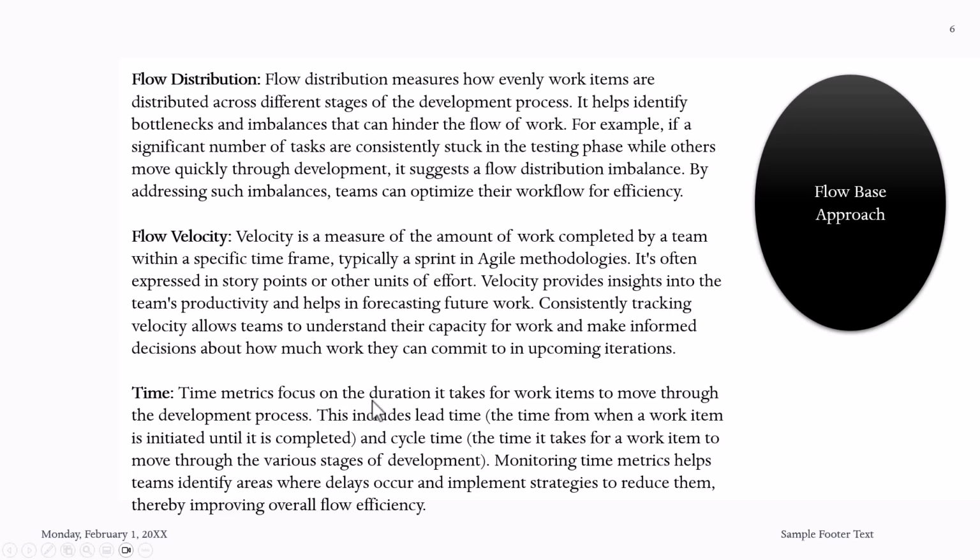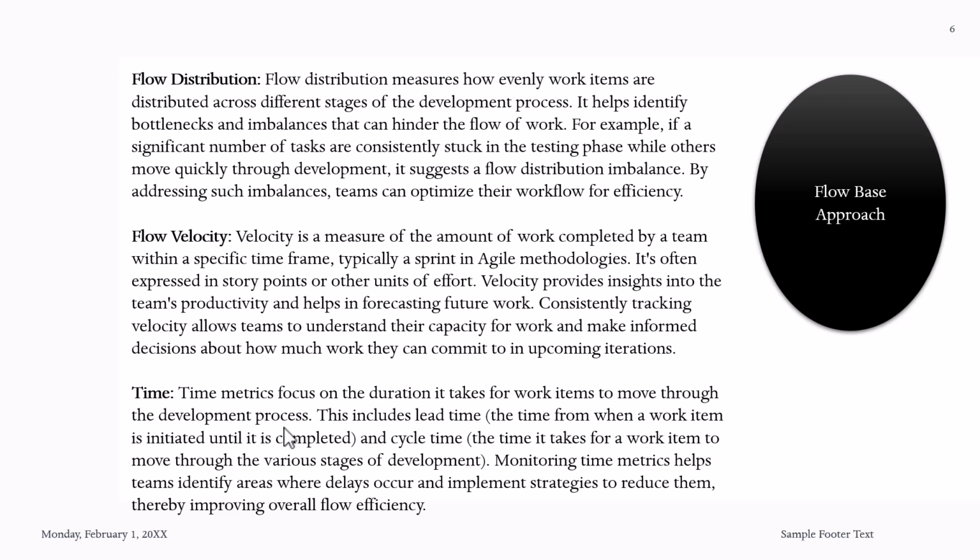Time metrics focus on the duration it takes for a work item to move through the development process. This includes lead time, the time from when a work item is initiated until it's completed. So when a story goes into the team backlog, or when you start a sprint, you'll be able to see how long it stays there, and how long the team is able to finish that story within 2 weeks.